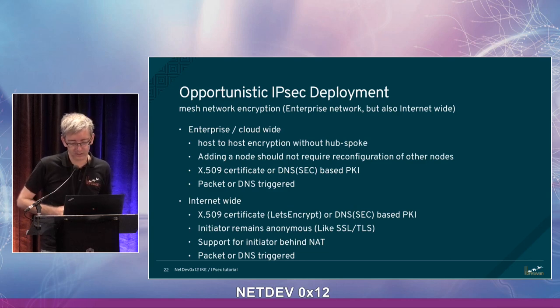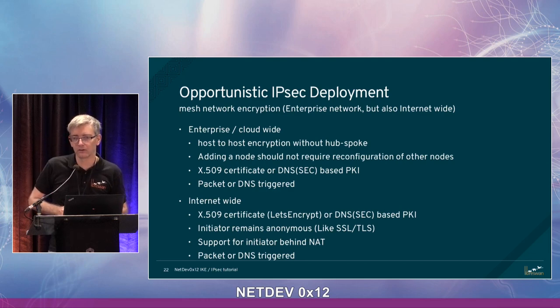You can do that based on X.509 certificates. You can do it based on raw public keys, by placing them in DNSSEC. And they can be triggered either by a packet, like we talked about before, or by a DNS lookup. We have a neat way that I'll talk about in a second. You can also use a Let's Encrypt certificate if you want. For enterprise encryption, you want mutual authentication because you only want authenticated encryption. If you want to do this internet-wide, then just like TLS, the client really doesn't want to say who they are. They just want to remain anonymous, so they can do a null authentication.